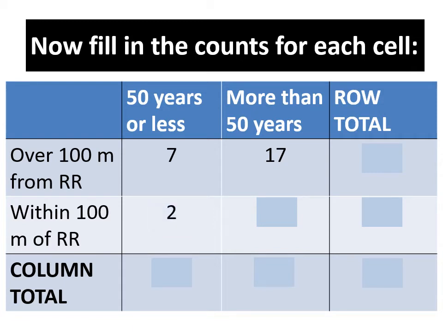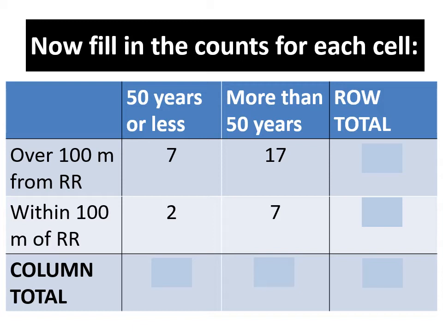There are 2 houses that are 50 years of age or less and within 100 meters of the railroad. And then there are 7 houses that are close to the railroad, but also older than 50 years. So these are the cells that we have populated by going through our table, figuring out how many houses fell into each of these 4 categories.